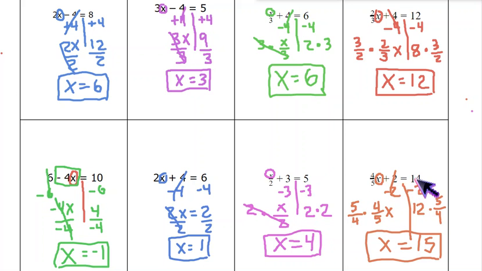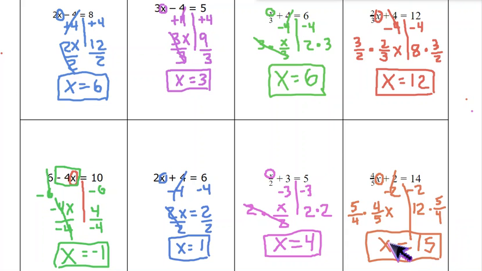4/5 x plus 2 equals 14. I did minus 2 first to cancel those out. 14 minus 2 is 12. Now I have a fraction in front of my x, so that means I have to times it by the reciprocal. I times it by the same fraction but flipped. So instead of 4/5, I times it by 5 over 4. And I have to do the same thing to the other side. 12 times 5 is 60, divided by 4 is 15. So I have x equals 15.